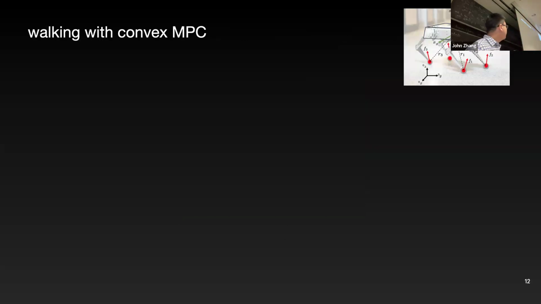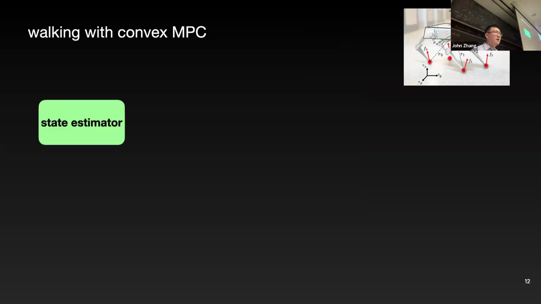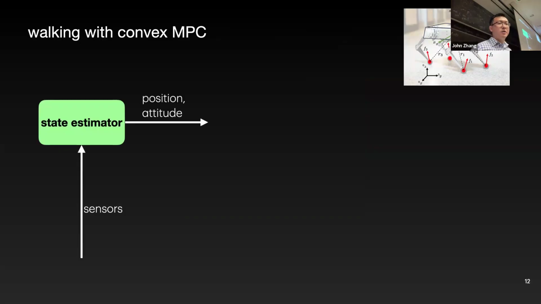So the whole pipeline for doing this, again with the single rigid body picture on the top right, the entire system diagram looks like this. First you have a state estimator. Given some sensor measurements from your joint encoders, IMUs, that sort of thing, and typically some contact flags, you spit out the position and attitude of the robot, at least for the single rigid body model that you're using.